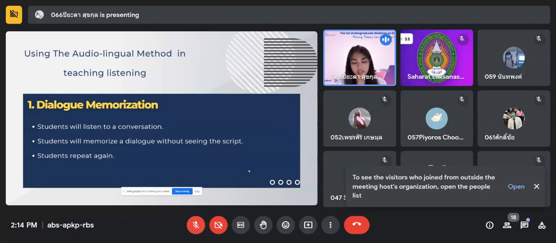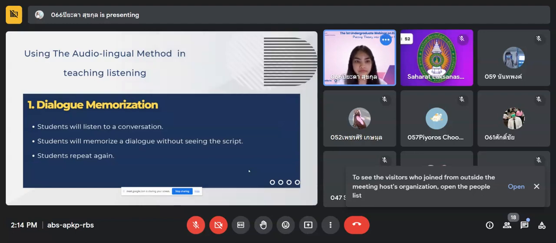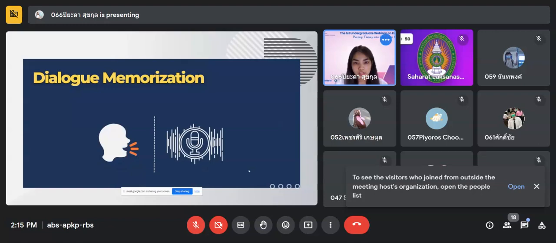The teacher will give them a dialogue or turn on a recording for the students, and they have to listen carefully. Then students will memorize the dialogue without seeing the script, okay? And students repeat again and again with the teacher. Yes, the teacher can provide it by speaking with correct pronunciation or by turning on the audio for the students.